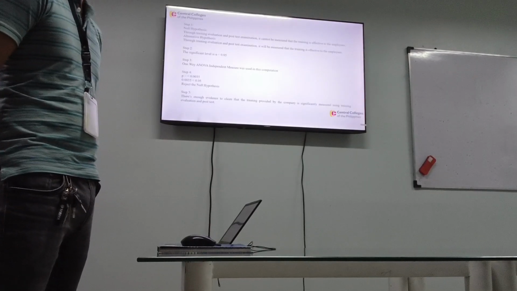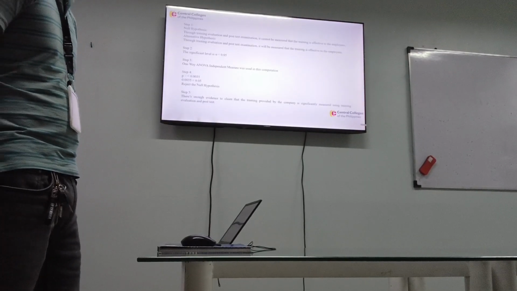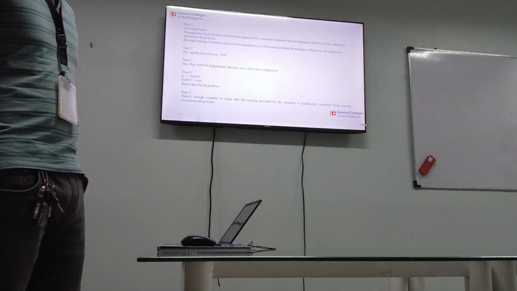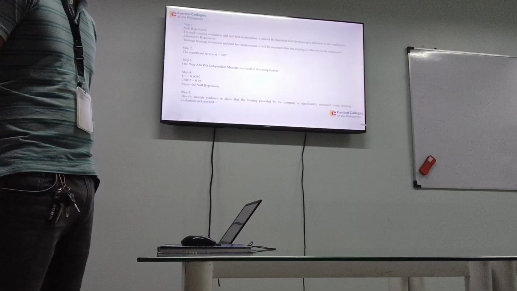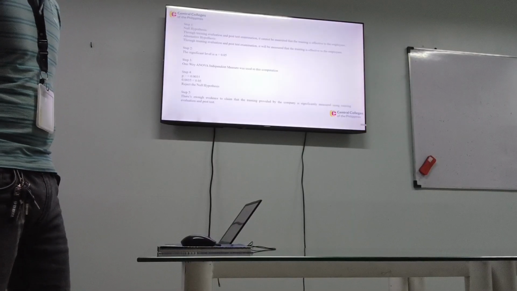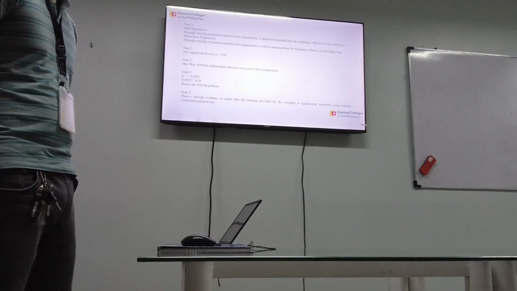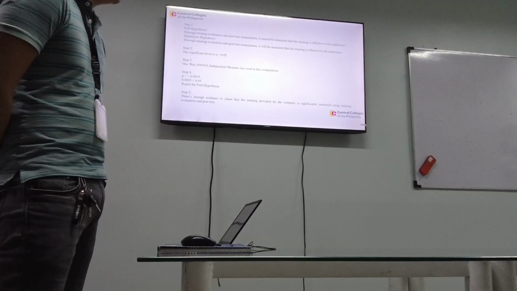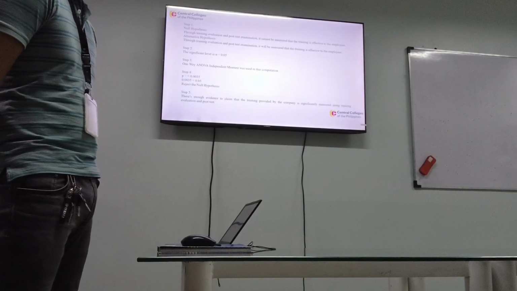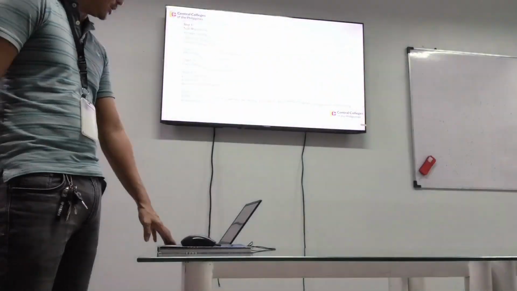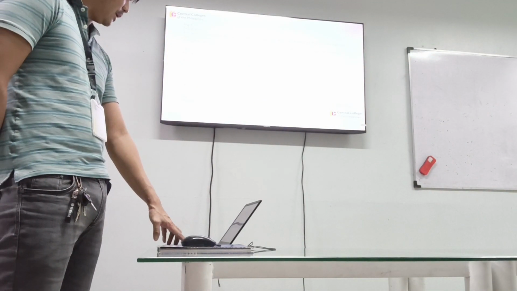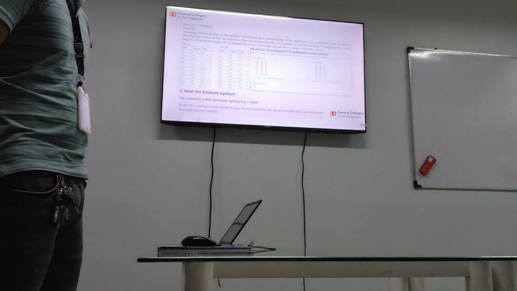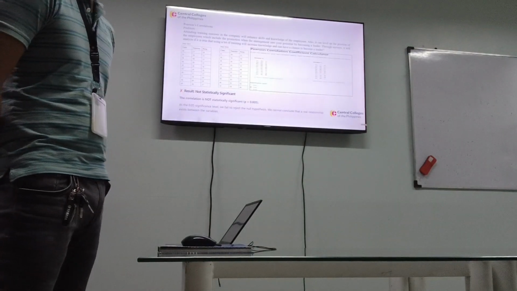And then step number 4 is reject the null hypothesis. Why? Because the significance level 0.05 is greater than the p-value. And then, step number 5 is there's enough evidence to claim that the training provided by the company is significantly measured using training evaluation and post-test. So, ito po yung SOP number 4. Ito po nakapalog. And then, my SOP number 5 is the Pearson correlation.